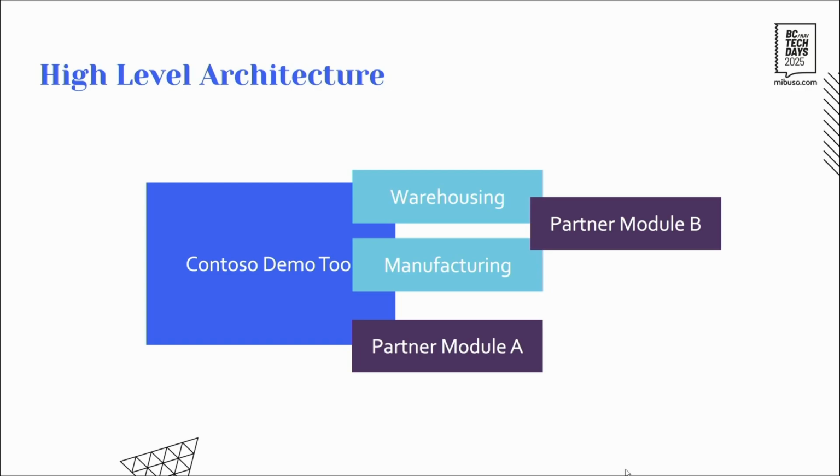Or you're partner B, and you do like what Microsoft shipped out of the box, but you would just like some more additional demo data so you can further demonstrate your scenario. Simply take a dependency on the warehousing and manufacturing scenarios. Then those demo data will be generated for you.